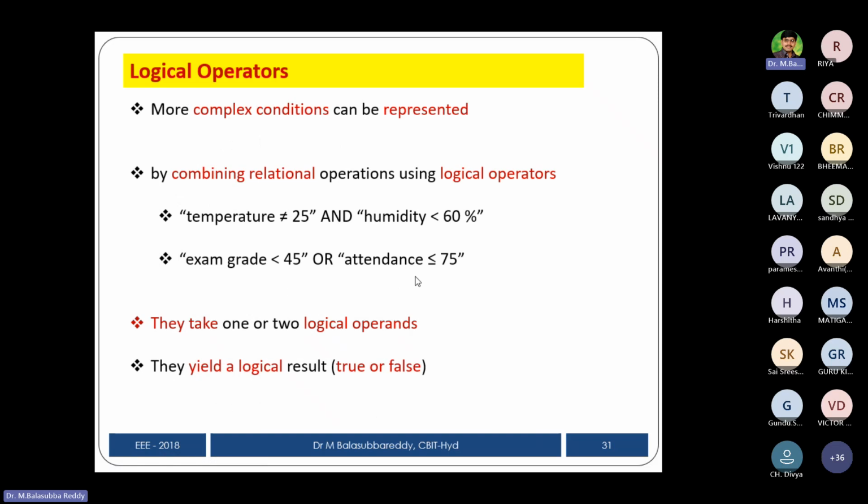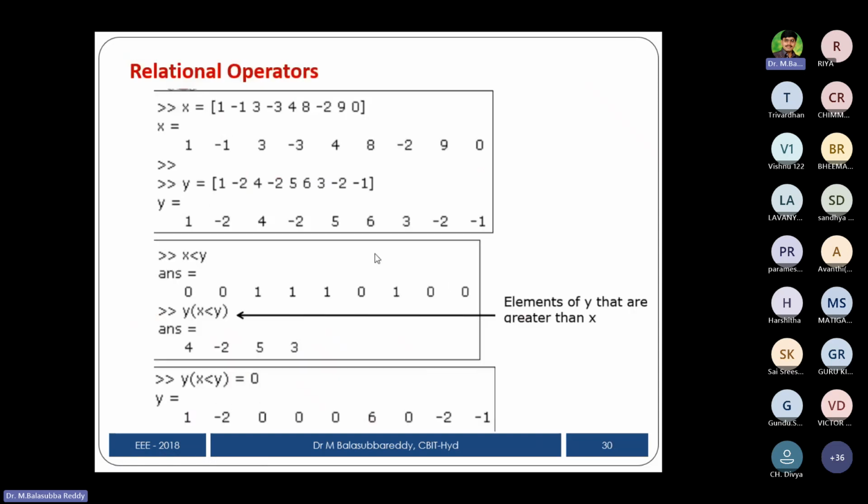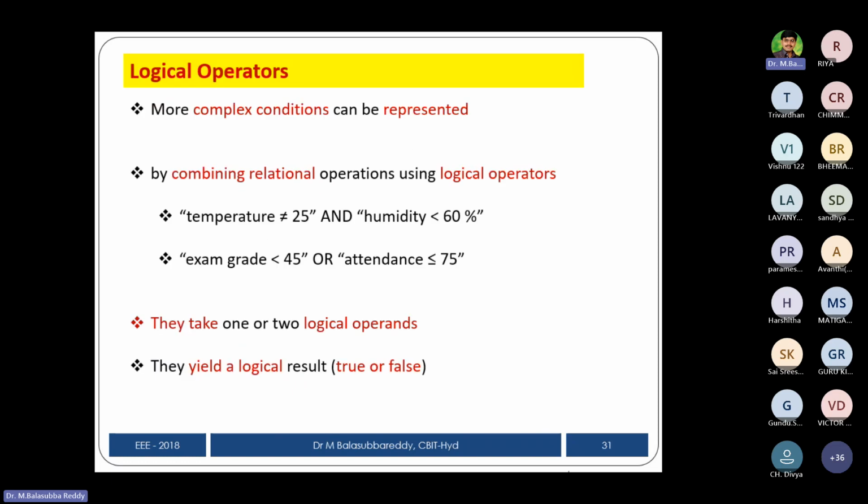Now, the next one is the logical operator. Earlier, I showed you the relational operators, but now we'll go for the logical operators. In the logical operators, we can observe that there is an and symbol and a combined one also you can use. So and, or, not gate, all these things you can use. But you can see here the temperature not equal to 25, which is a relational operator.